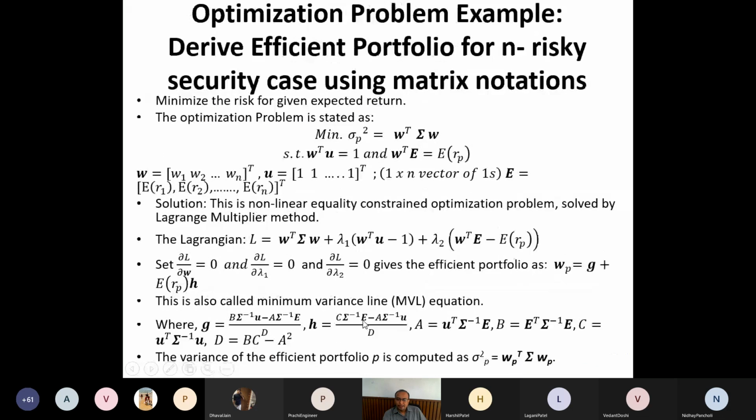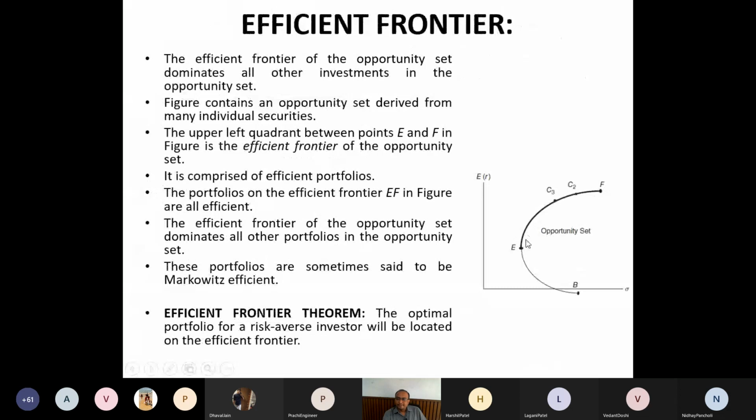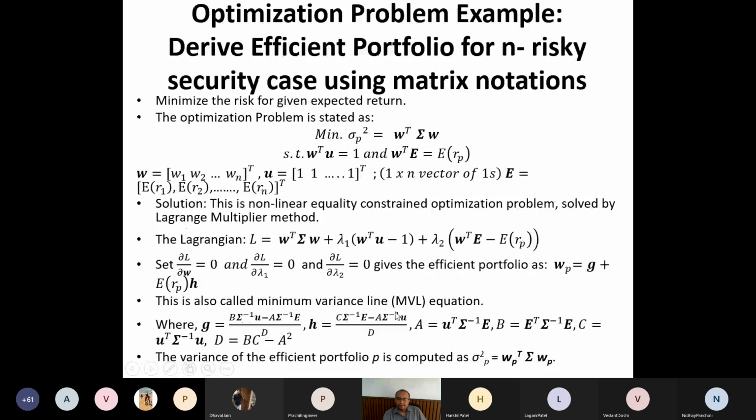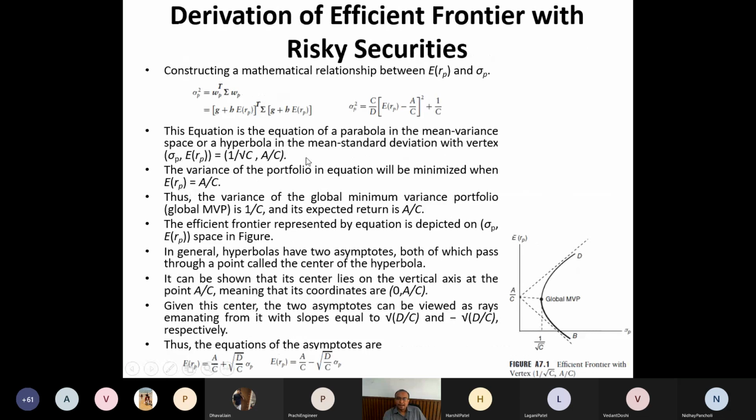And then after that we derived this particular graph, the equation of this particular portion. We derived it by substituting this WP, which is a function of ERP as well as the constants G and H, in this equation: sigma P square, which is always WP transpose sigma WP. By doing this, we arrived at this equation, which gives the relation between sigma P square and ERP. So if we plot sigma P square against ERP, it gives a parabola. But if I take its square root, it gives a hyperbola, right?